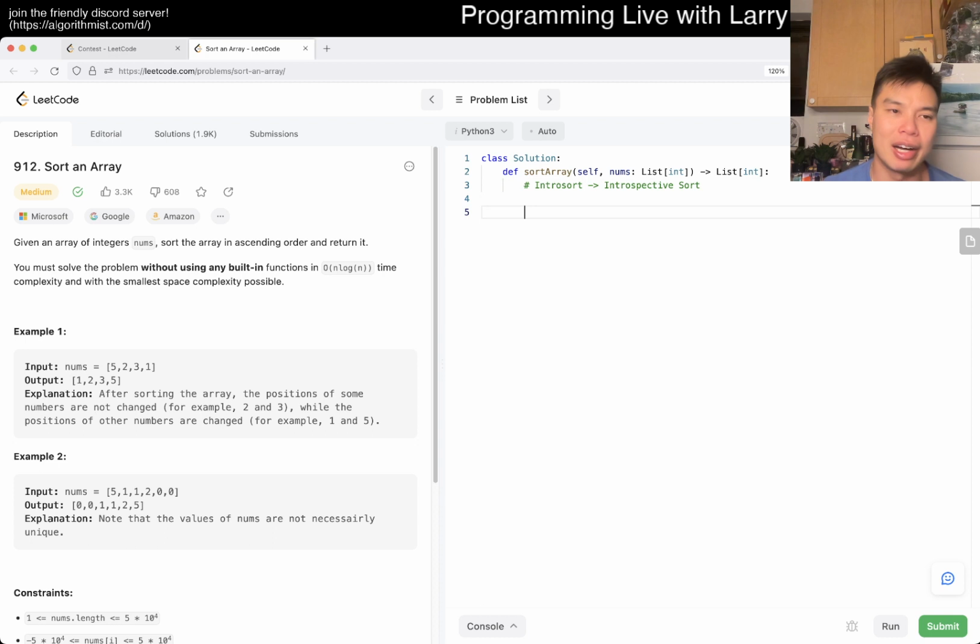But for me, the go-to sort that I write from scratch is going to be a merge sort.